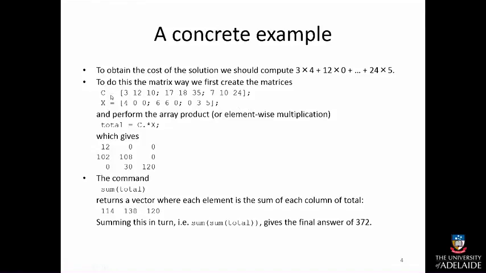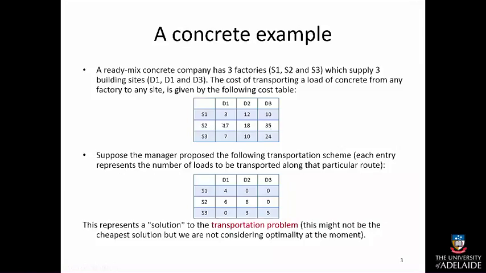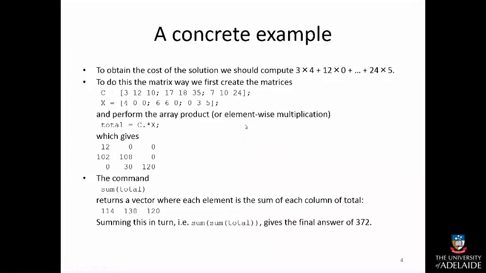So what we are going to do is define a matrix C, which is the first matrix, 3, 12, 10, 17, 18, 35, and the last row is 7, 10, and 24. And then the next matrix would be the number of items that are to be transported. And then we are going to perform an element-wise multiplication, which is C dot multiplication times X. And this is going to give this solution.